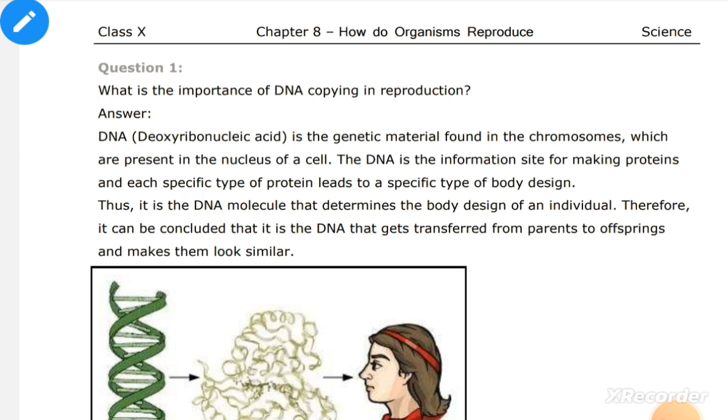Answer. DNA, deoxyribonucleic acid, is the genetic material found in the chromosomes which are present in the nucleus of the cell. The DNA is the information site for making proteins, and each specific type of protein leads to a specific type of body design. Thus, it is the DNA molecule that determines the body design of an individual. Therefore, it can be concluded that it is the DNA that gets transferred from parents to the offspring and that makes them look similar.